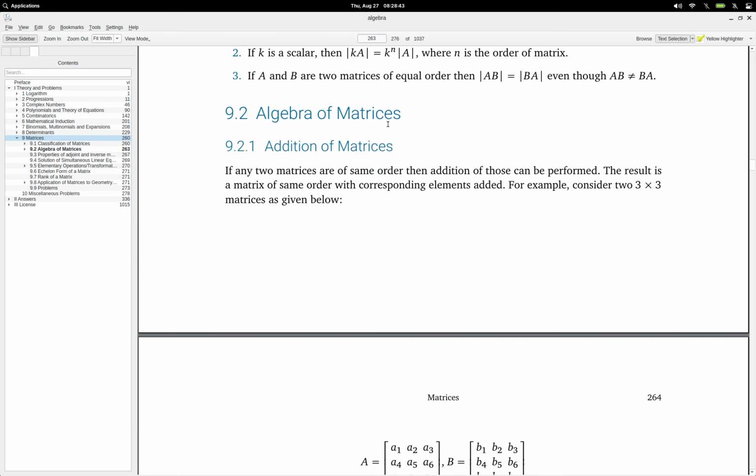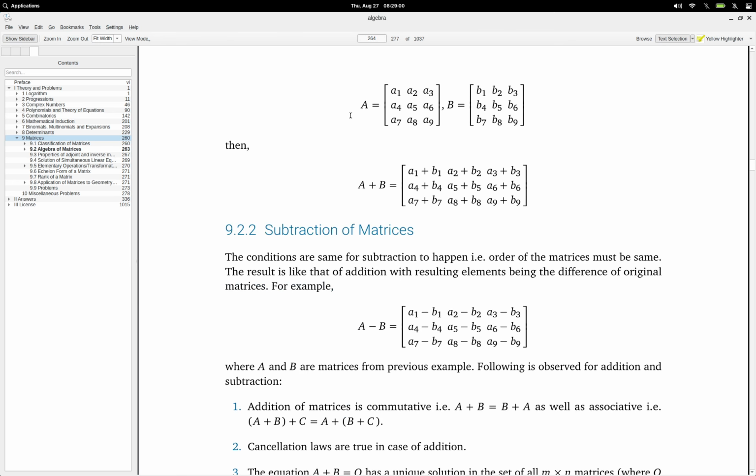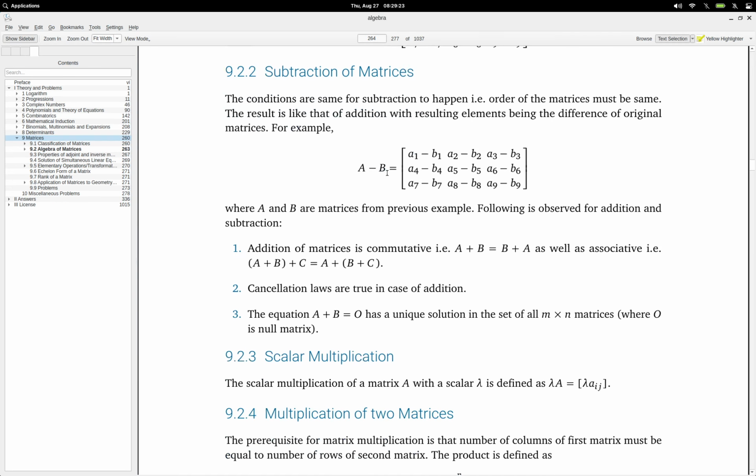Now we will look at the algebra of matrices, and the first operation is addition of matrices. If any two matrices are of the same order, then addition of those can be performed. The result is a matrix of the same order with corresponding elements added. For example, consider two 3 by 3 matrices given below. So we have A equal to a1, a2, a3, a4, a5, a6, a7, a8, a9, and B equal to b1, b2, b3, b4, b5, b6, b7, b8, b9. Then A plus B will be a1 plus b1, a2 plus b2, a3 plus b3, a4 plus b4, and so on. Subtraction is similar. Corresponding elements are subtracted here.